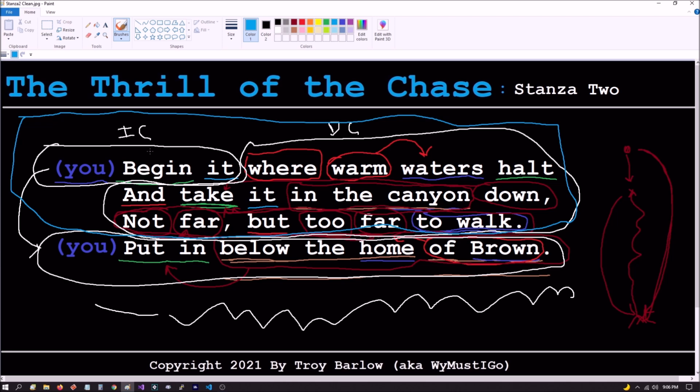Now, I'm going to touch on it again because we've discussed it once before. And I said, by the time you get to the stanza, you need to know what it is. All right. And I'm going to try to do it without getting into a solve, but it is basically represented by the condition that the first stanza put forth. So you're going to begin. In other words, this is where he started dropping his breadcrumbs while he was on his way to the chest. You're going to begin at where warm waters halt and take it in the canyon down, not far but too far to walk, and put in below the Home of Brown.